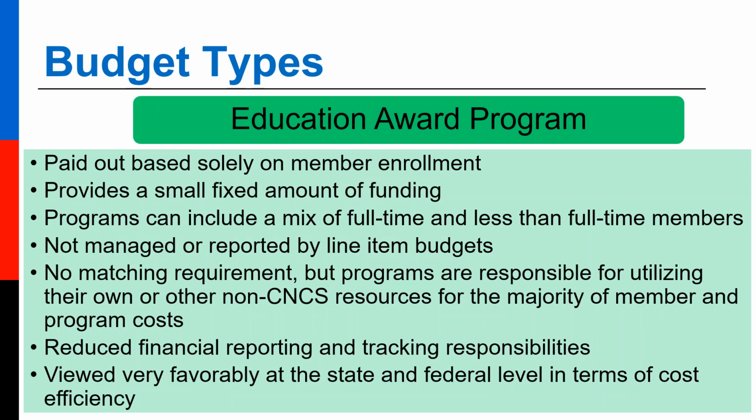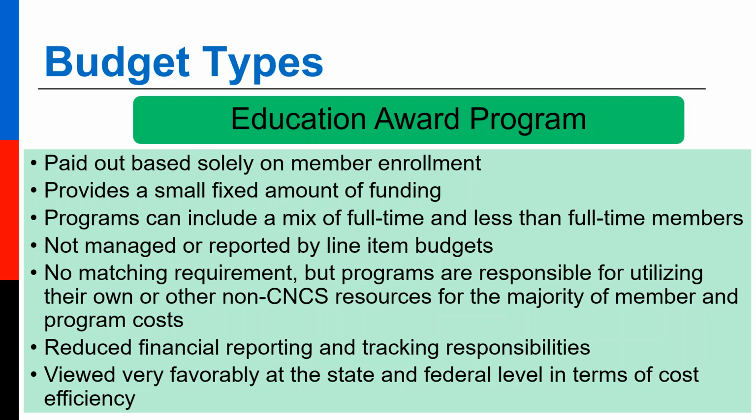The last main budget type is the Education Award Program, or EAP. These funds are paid out based strictly on AmeriCorps member enrollment. The EAP budget provides a small fixed amount of funding to programs, and the program design can include a mix of full-time and less than full-time members. This budget type is similar to a full-time fixed amount budget in that it is not managed or reported by line item budget.